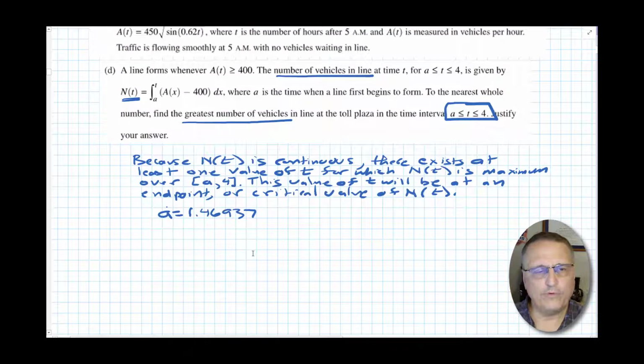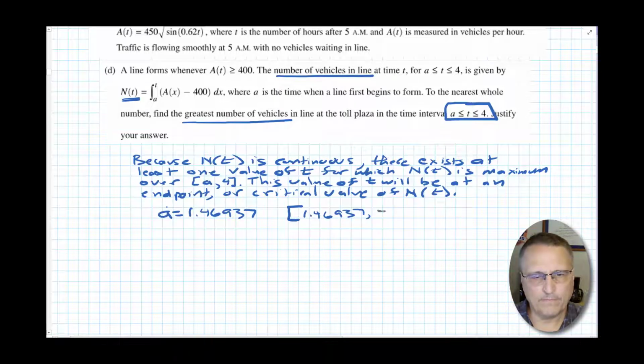Now what we want to do is find what are the critical values that might exist for n of t over the interval 1.46937 to 4, as that is the interval that we're going to evaluate. I will then take the derivative of n of t and set it equal to 0.